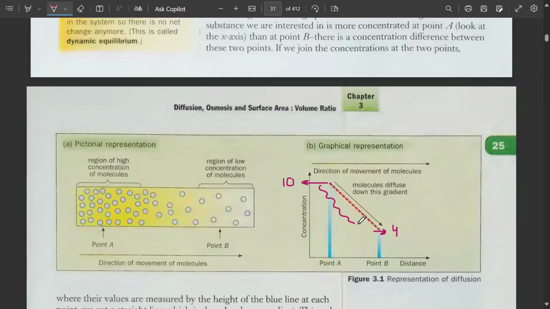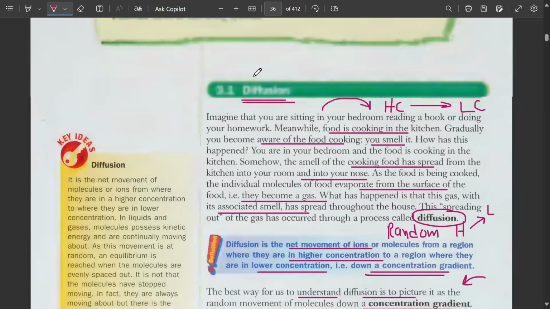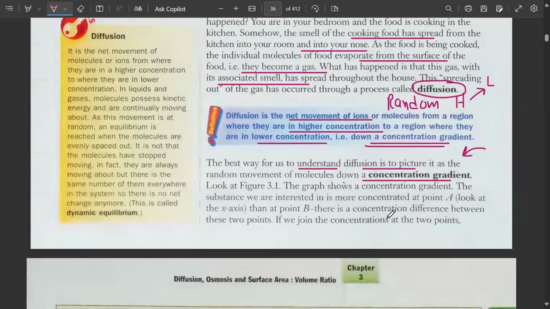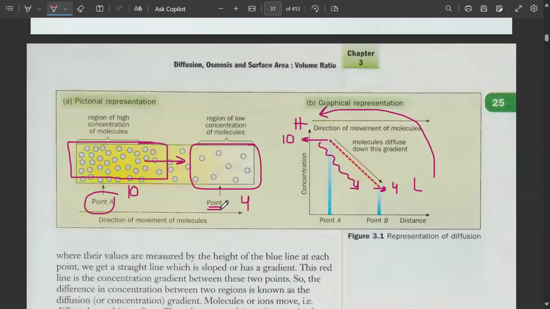The diffusion is going to take place from a region of higher concentration to a region of lower concentration. And this we call down the concentration gradient. If it goes the opposite way, the other way around from lower to higher concentration, we call it against the concentration gradient. But as far as diffusion is concerned, diffusion is down the concentration gradient. You can see over here, this is a region of higher concentration, the point A, where I said the concentration is 10. It's going to move and spread out evenly through a region of lower concentration, which is 4, the point B.